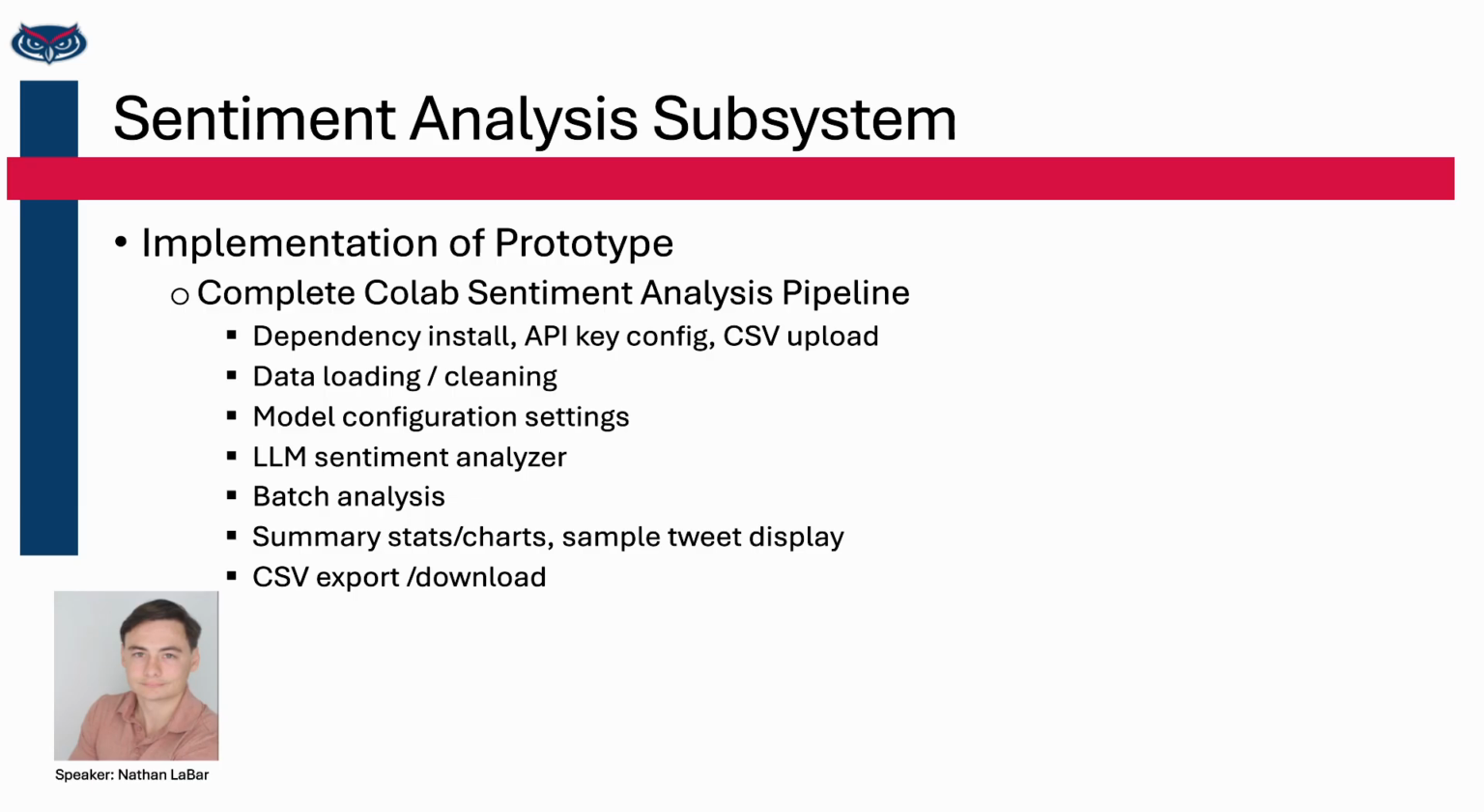The prototype sentiment pipeline is currently implemented in Colab. We can load the data, configure the model, run batch sentiment analysis, generate charts, display categorized sample tweets, and export the results as a CSV. These outputs feed directly into geospatial mapping.